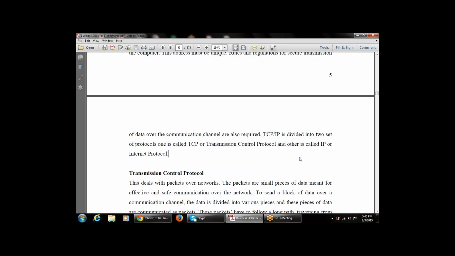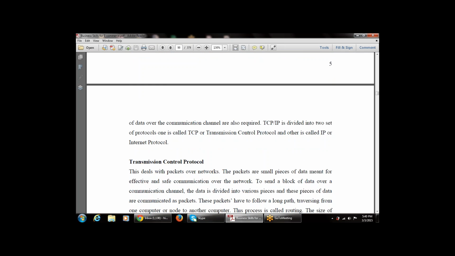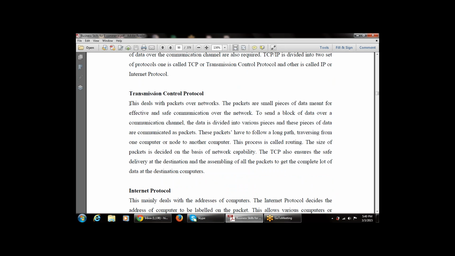We have discussed that TCP/IP is nothing but the protocol that is used to transfer the data packet by packet. Now let's see what is TCP. This deals with packets over the network. As I said, Transmission Control Protocol deals with the packets that are sent over the network. The packets are small pieces of data meant for effective and safe communication over the internet or network.